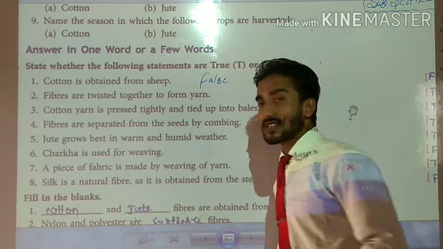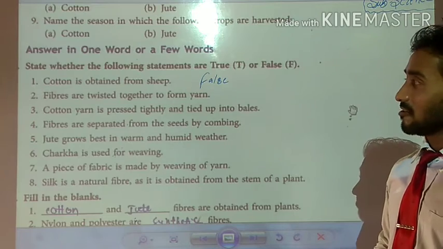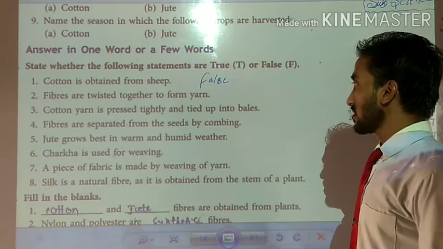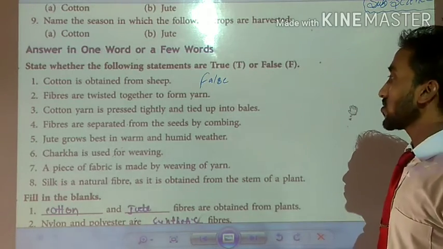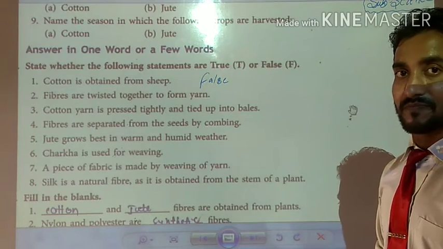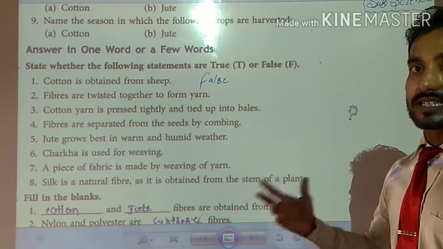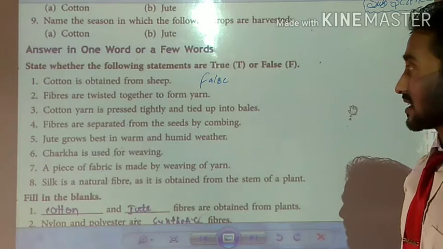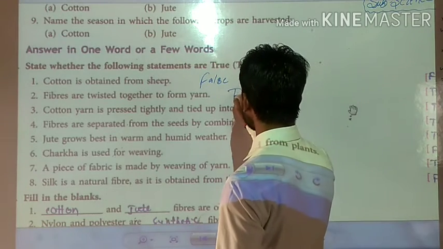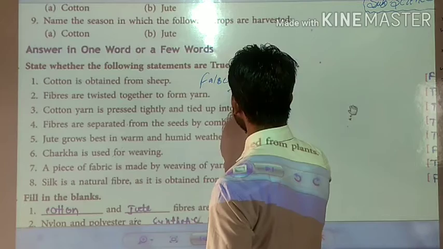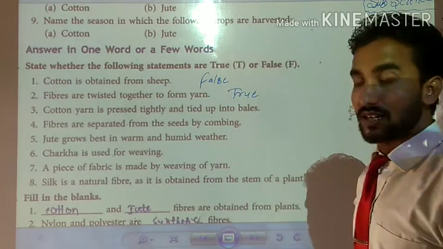Cotton is obtained from plants. Am I right? See, fibers are twisted together to form yarn. Is this sentence true? Exactly, it is true. Fibers are twisted to form yarn.